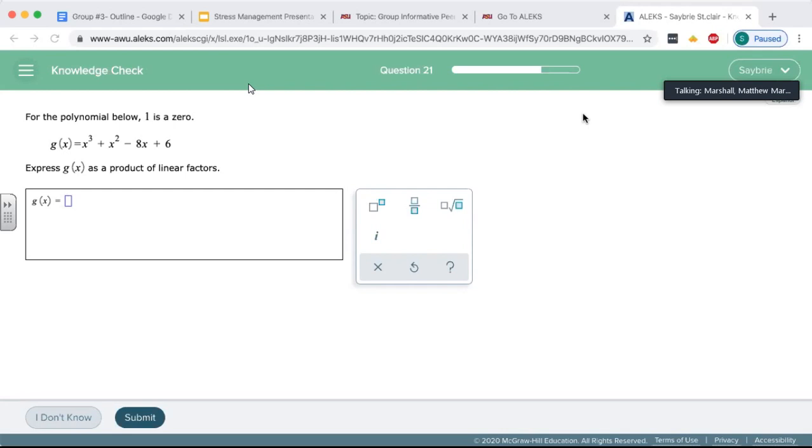So that one has x is 1 as a... So that would be x minus 1. I think you do that first. Let me see. Hold on. I'm not using this. I'm going to put it back in the box.